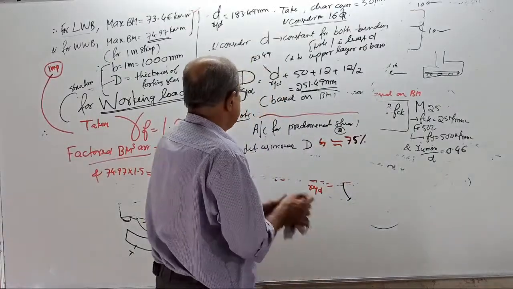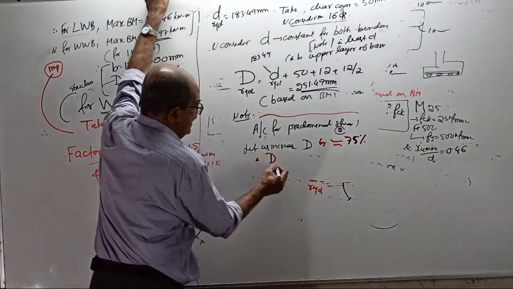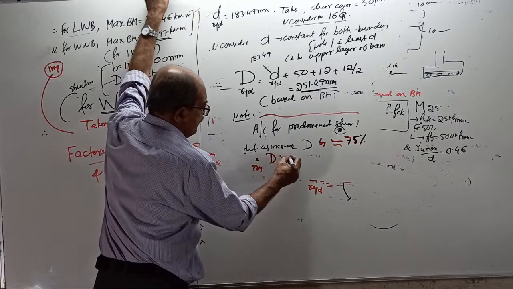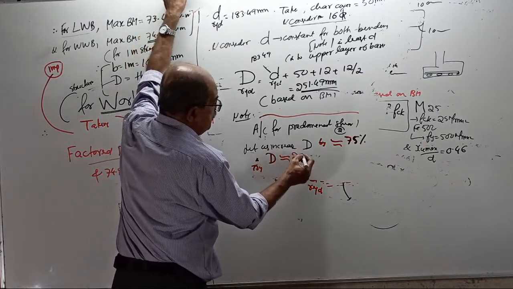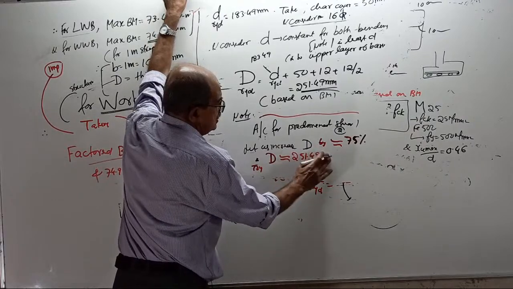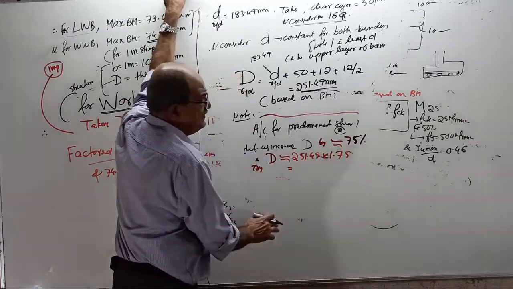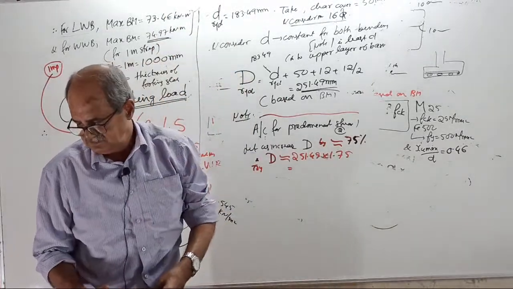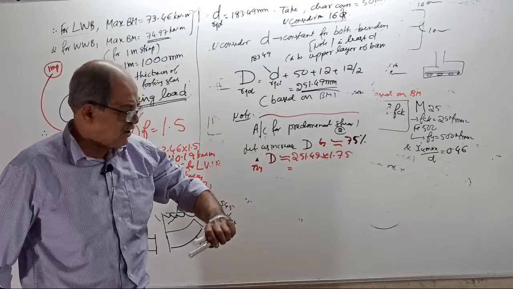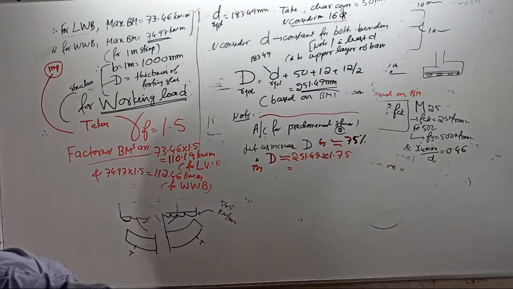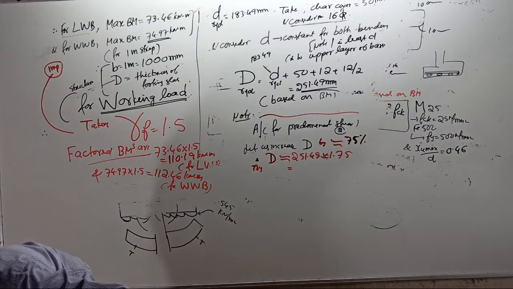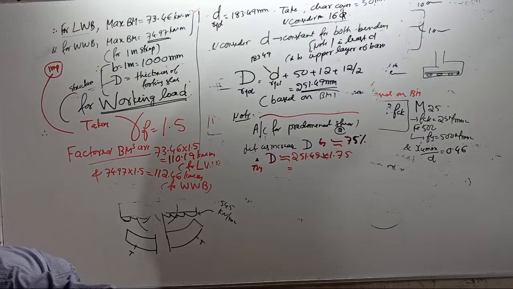So therefore, that is capital D. Try capital D, approximately how much? 251.49 into 1.75. Answer. 75% more means 1.75. Don't multiply by 0.75. Multiply by 1.75. You get the capital D required.